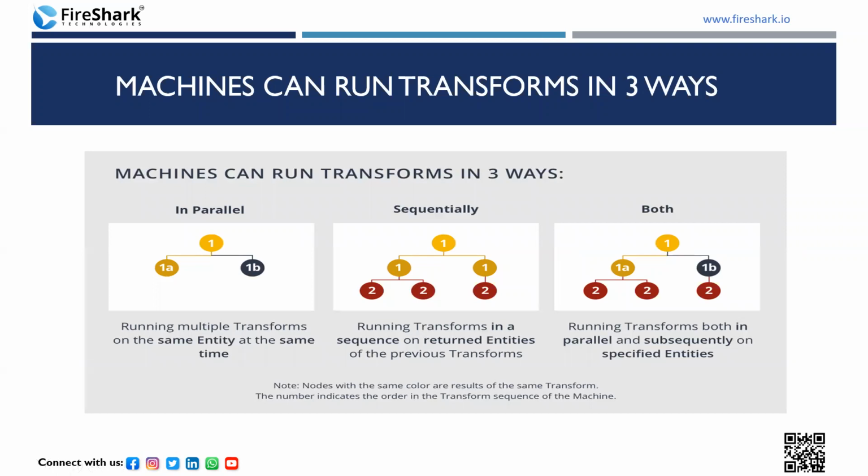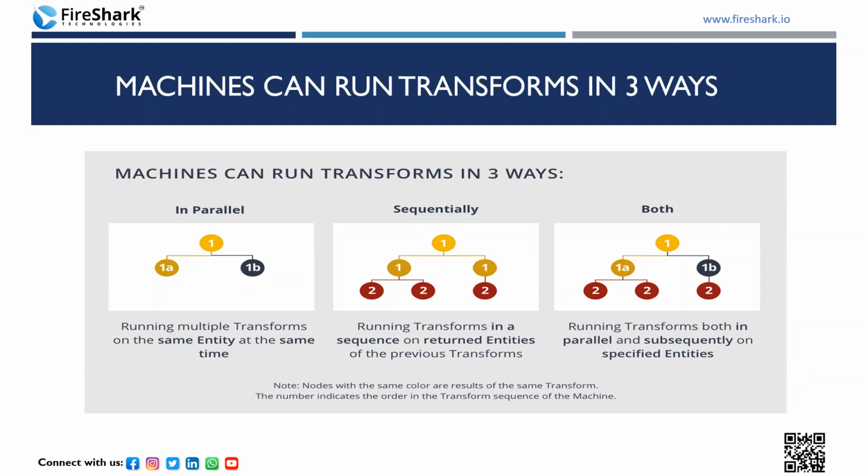You can see here there is a machine can run transform in three ways: in parallel, sequentially, or both. We discussed parallel and sequentially. In parallel, running multiple transforms on the same entity at the same time.